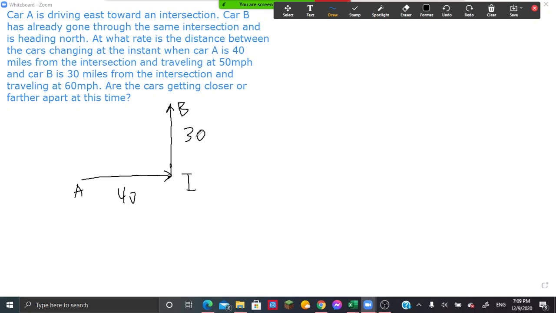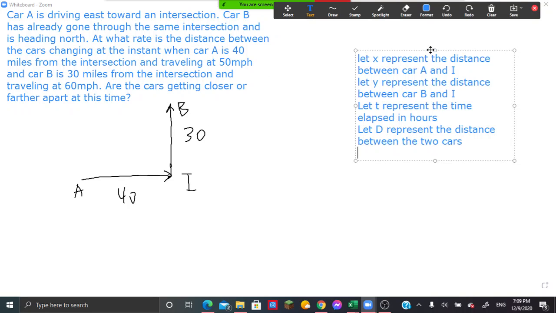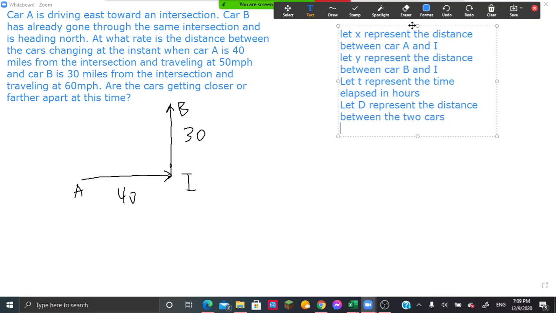The first issue that most people have with these questions is determining the equation we need to tackle the problem. To start, we will draw a diagram with the information given. So we will let x represent the distance between car A and the intersection, and we will let y represent the distance between car B and the intersection.